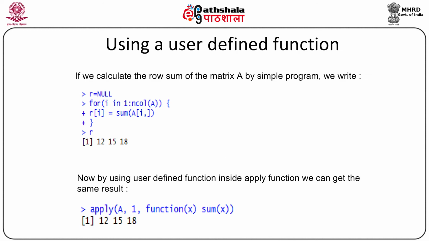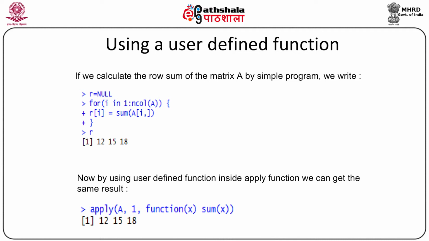Now, we are using a user-defined function here. If we calculate the row sum of the matrix A by a simple program, we will write R is equal to null. For i in 1 to number of rows of A, R[i] will be the sum of the ith row of A, and R will give us the row sums of the A matrix.